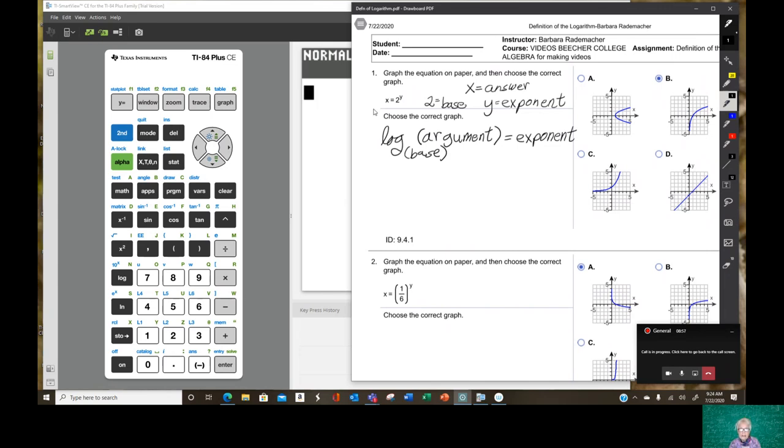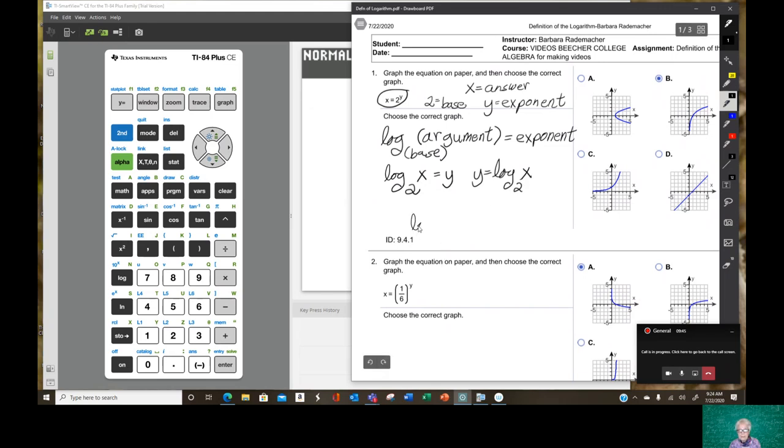I'm going to rewrite this into logarithmic form so I can graph it. And I'm going to show you how to graph it. Okay, here we go. We're going to have log base 2 of x equals y. Or if you prefer, y equals log base 2 of x. Kind of strange, huh?